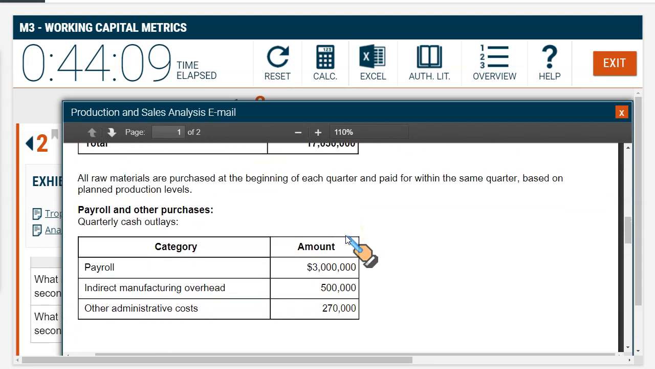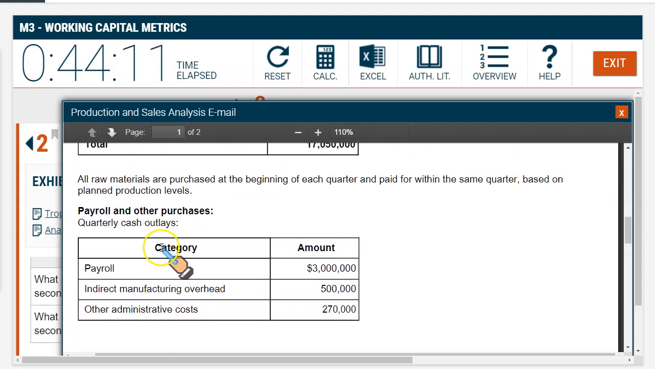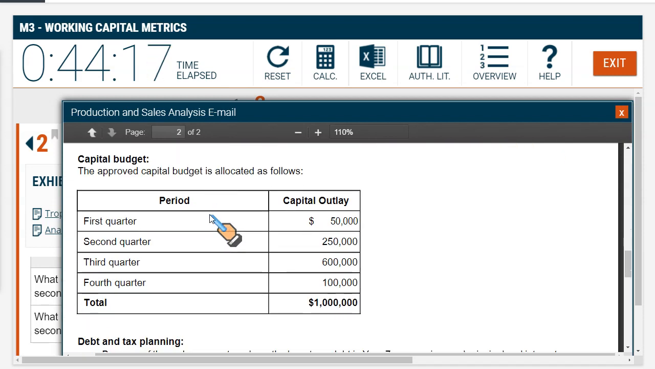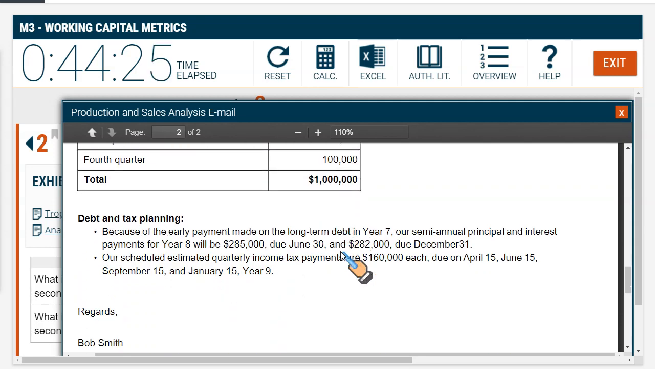This is all related to the second quarter because all these are quarterly outlays, so it's going to be the same for the second quarter. And in the bottom we have approved capital budgeting for the second quarter, 250. Khalas, that's all what you have. And do we have anything else given at the bottom?